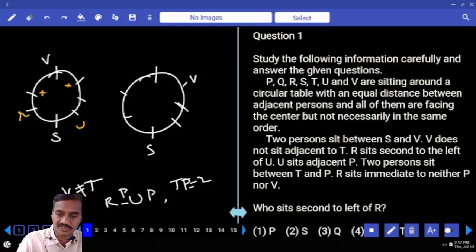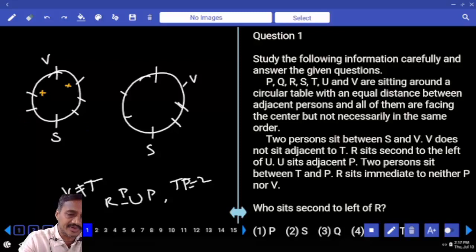Then U sits adjacent to P, so U and P are adjacent to each other. Between P and T, how many people are there? There must be exactly two people. Then who is the person left over here? V and T are not adjacent to each other, so that is ruled out. Are you getting this or not? Hence we cannot have it at this place. Then what is the next possibility?